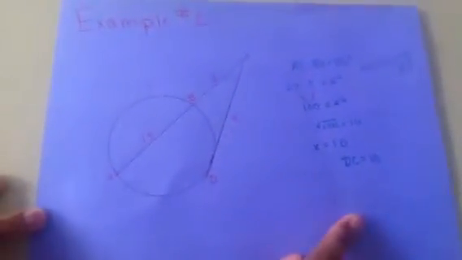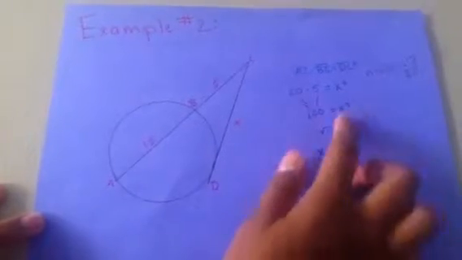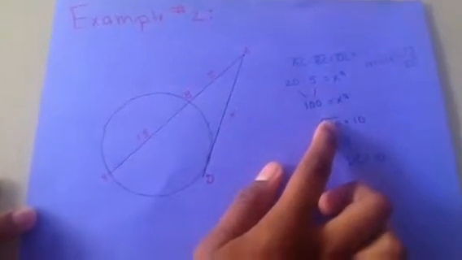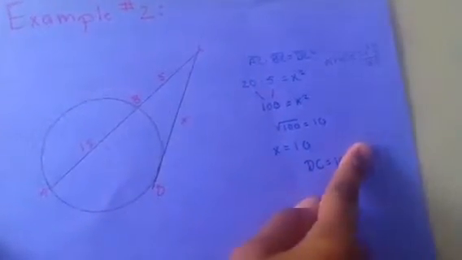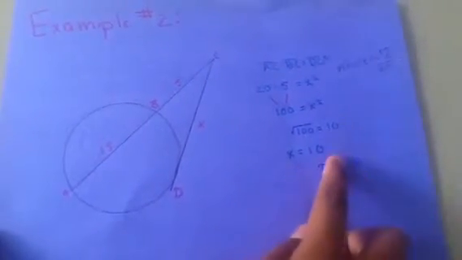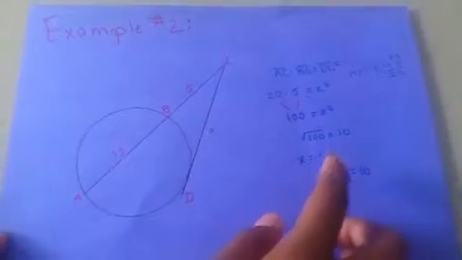We don't know the measure yet, so we put x, and it's squared. To get the square root of 100, the square root of 100 equals 10. So x equals 10. DC is x, so DC equals 10.